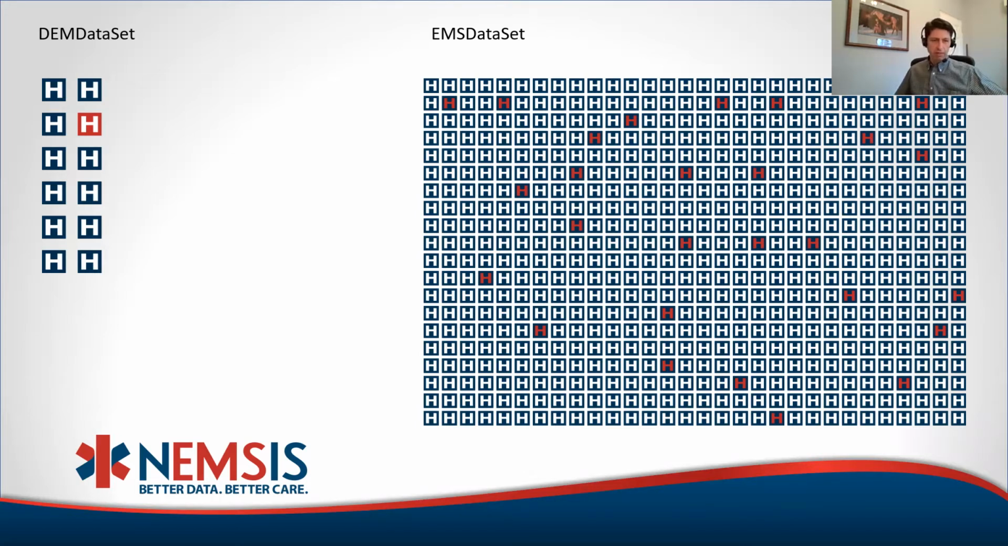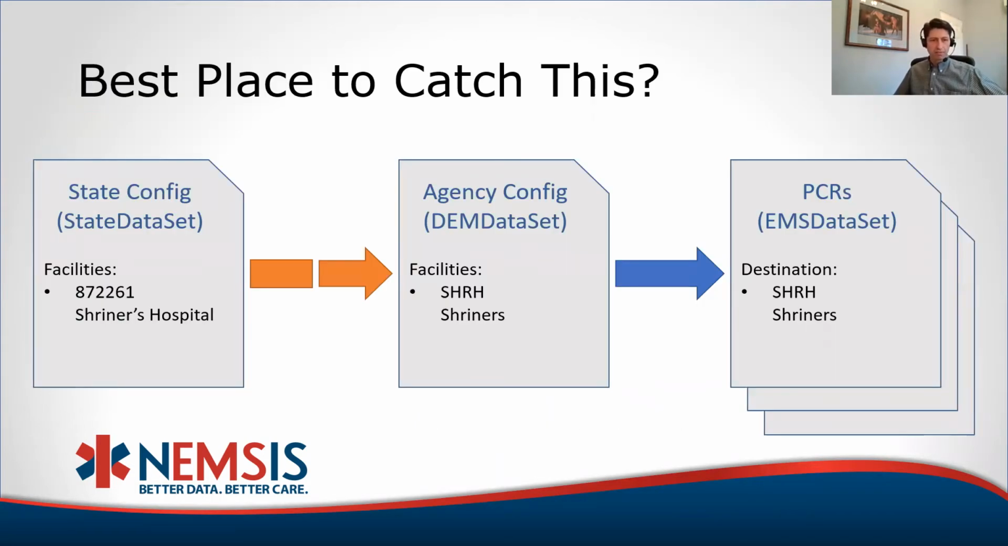So you might recall at the boot camp, at the annual meeting, we went through these slides of where's the best place to catch these mistakes? You've got one configuration in your state data set. The agency configures that hospital differently. Then you get a sprinkling of PCRs with that wrong hospital data. Of course, the easiest place to catch this is where the agency has deviated from the state data set.